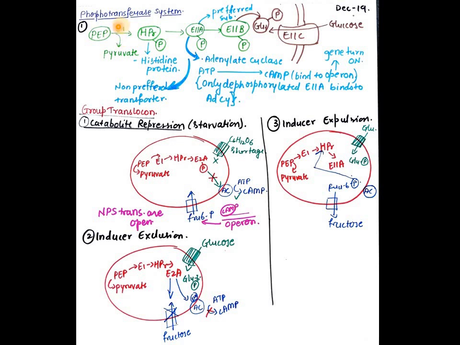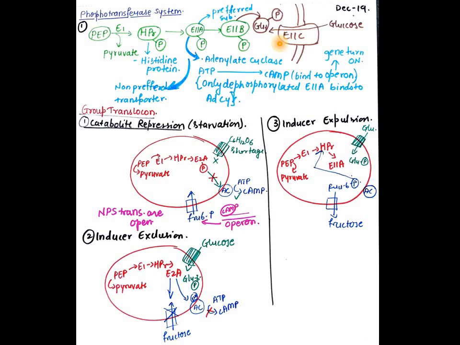This is an intracellular enzyme, and when it transfers its phosphate group onto E1, the pyruvate is released, and this phosphate group from E1 is transferred onto the next enzyme in the series, that is histidine protein. And this phosphate is later transferred onto E2A and then E2B, and finally E2B transfers that phosphate group onto the glucose that has entered the cell.